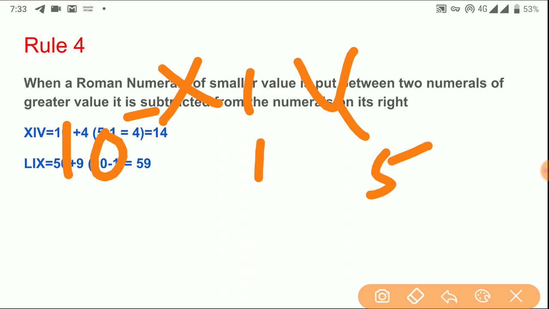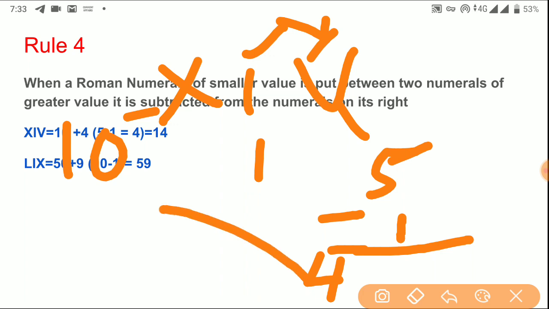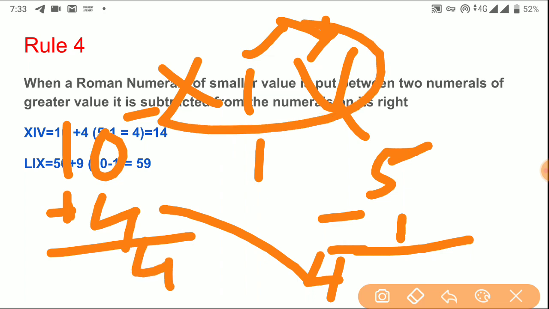According to rule 4, in this case, what do we have to do? The middle value. If the middle value is smaller than both the values, then the middle value will be subtracted from the numeral on its right. So the middle value is what? 1. It will be subtracted from its right. So 1 will be subtracted from 5. After subtraction, what will we get? We will get 4 and 4 will be added to this 10. So this actual value will be what?